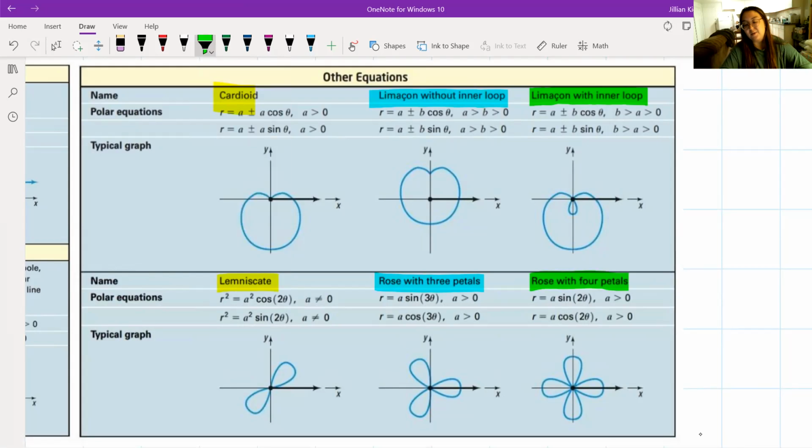So we see the slight changes. The cardioid, the limaçon without an inner loop, and the limaçon with an inner loop are all very similar. We just have some key differences going on, whether a or b are greater than each other, what they look like, switching out cosine and sine, things like that. Very small changes give us very different results. Things like the lemniscate and the roses with 3 or 4 petals all look very similar as well, just with those slight changes. So we see how the graph of our equations changes just by making those small changes.